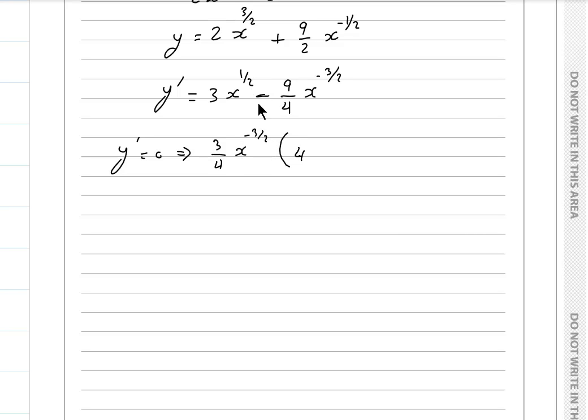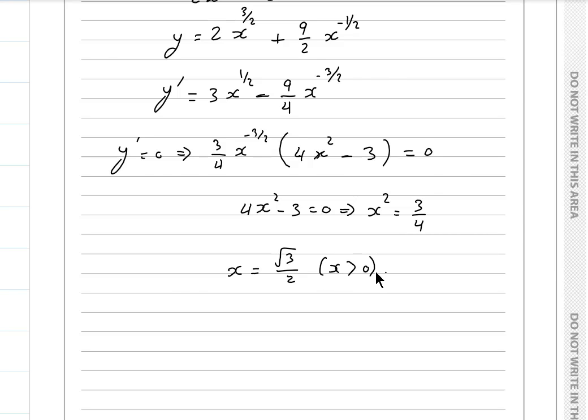I will subtract the powers. Half minus minus 3 over 2, which will be half plus 3 over 2, which will be 2, so 4x squared. And then minus 9 over 4 divided by 3 over 4. 4 will be cancelled, and 9 over 3 is 3, equal 0. So I will take 4x squared minus 3 to be 0, which implies that x squared equals 3 over 4, and here x equals positive or negative root 3 over 2, but I will take the positive only, root 3 over 2, because x is positive.